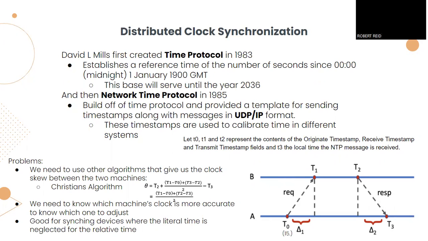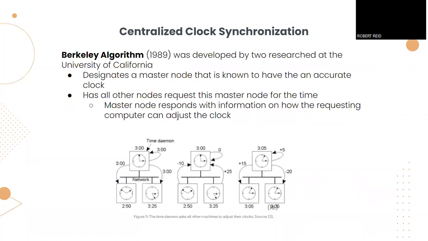for the relative time. A centralized clock synchronization algorithm is known as the Berkeley algorithm, which was developed in 1989 by 2 researchers at the University of California. In this algorithm, they designate a master node that is known to have an accurate time clock, and all other nodes request this time of the master node, which responds with the information on how the computers can adjust their clock.